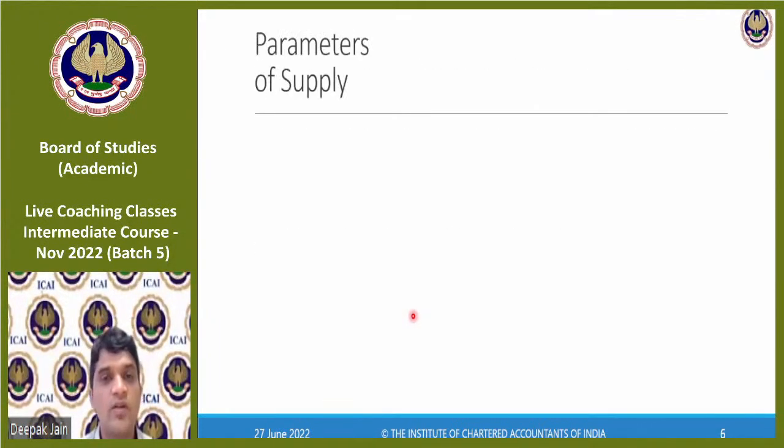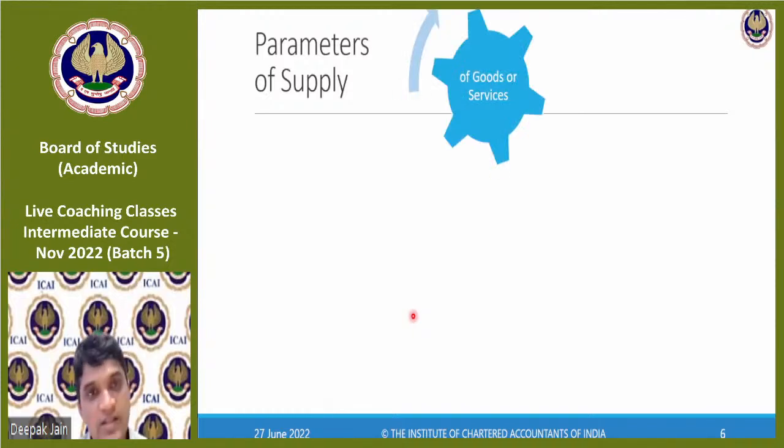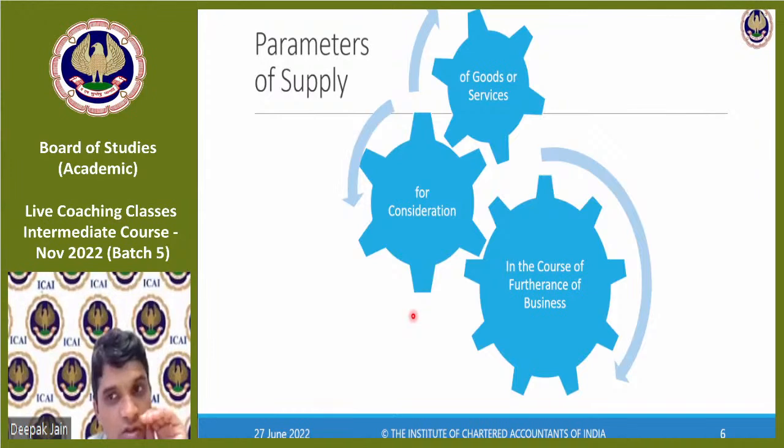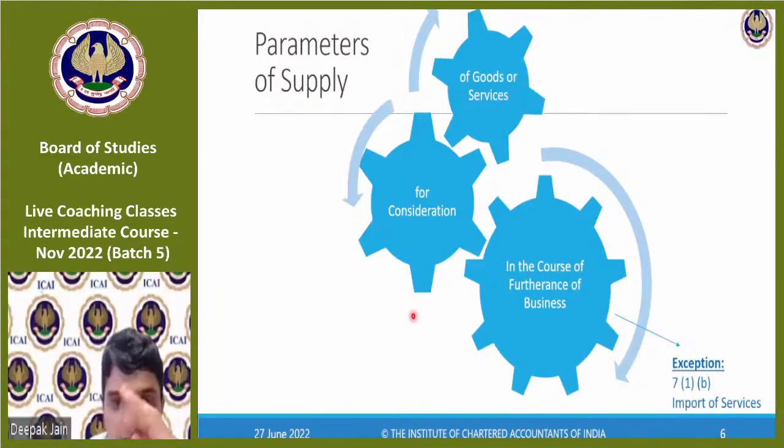Okay. So basically what we covered now is what is supply. Supply means those 8 terms. Firstly, supply means supply of goods or services. Firstly, it should be for a consideration, right? It's supply of goods or services for a consideration and should be in the course or furtherance of business. Now, what were the exceptions we created? Exception first we said 7(1)(b), which is import of services. So everything should be in the course or furtherance of business, but import of services can be without it, right?